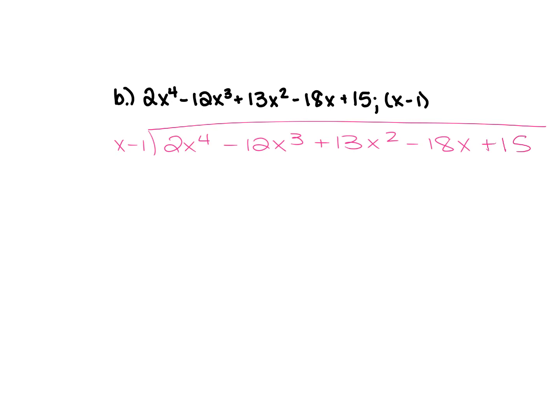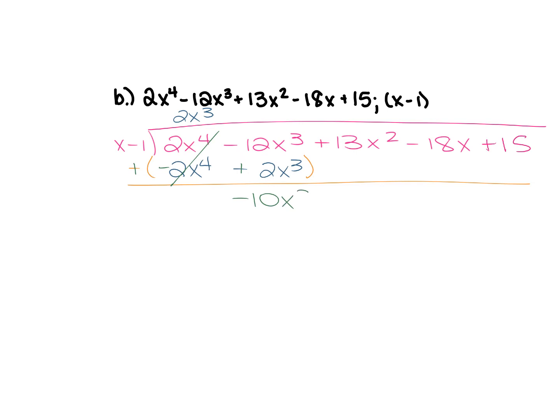From here, x times what is 2x to the 4th power? That's 2x cubed. So we multiply everything on the outside by that 2x cubed, and it gives us 2x to the 4th power minus 2x cubed. Subtract these. Distribute your negative. Add your opposites. Your 2x to the 4th powers cancel out. Negative 12x cubed plus 2x cubed is negative 10x cubed. We drop down our next term, which is that 13x squared, and we ask ourselves, x times what is negative 10x cubed? That's negative 10x squared.